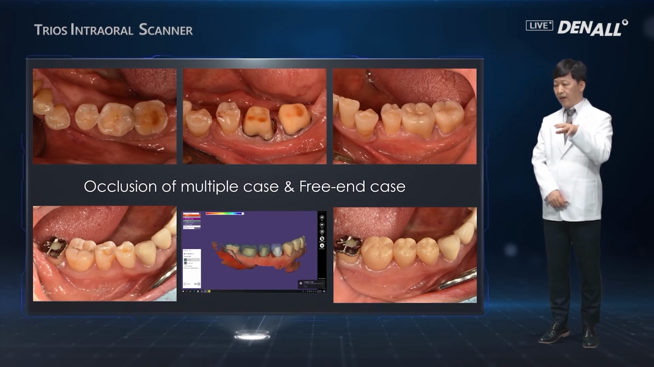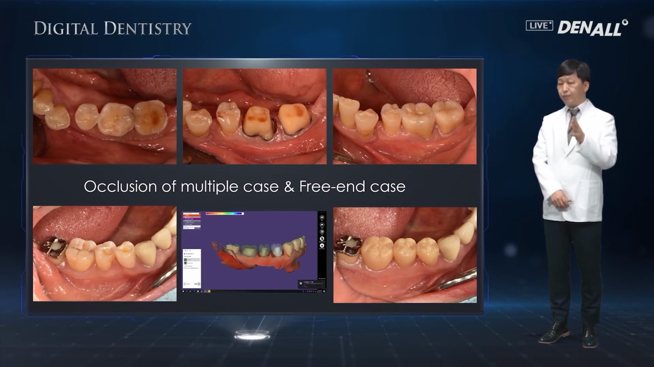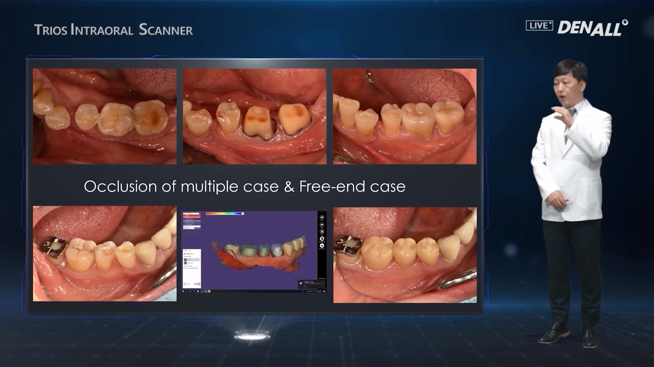If you prepare multiple teeth in the posterior region for prosthesis, pre-prep mode should be used. You need to record the teeth before reduction. As I said before, if you try to acquire the occlusion after teeth reduction, it will be very hard.